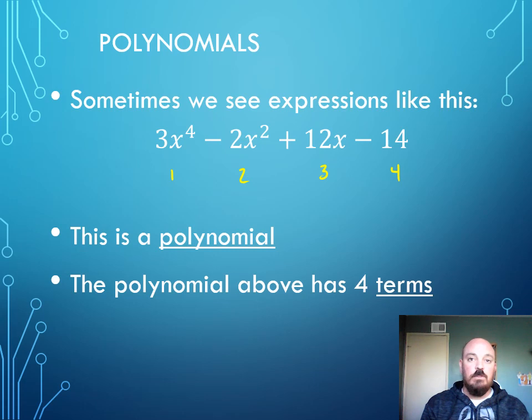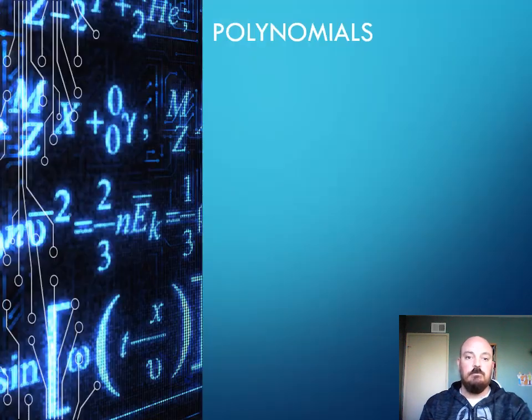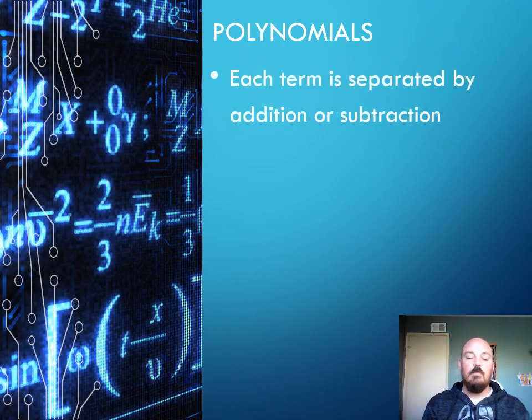The 3x to the fourth is the first term, the 2x squared is the second term, the 12x is the third term, and the 14 is the last term. And they are all separated by either addition or subtraction. And that's how you know they're separate terms, because they are separated by either a plus or a minus.